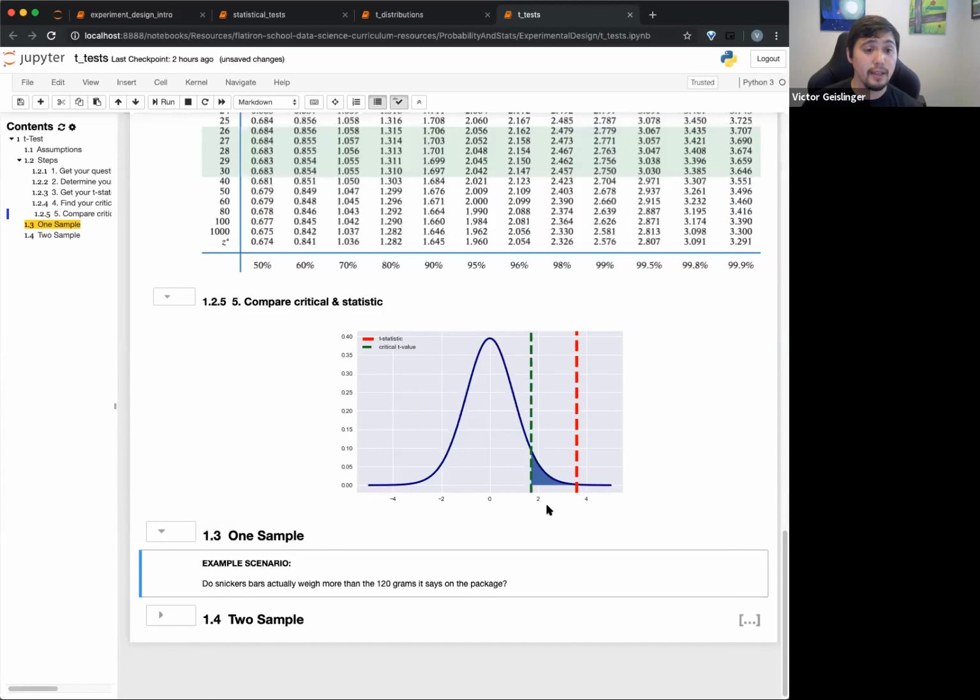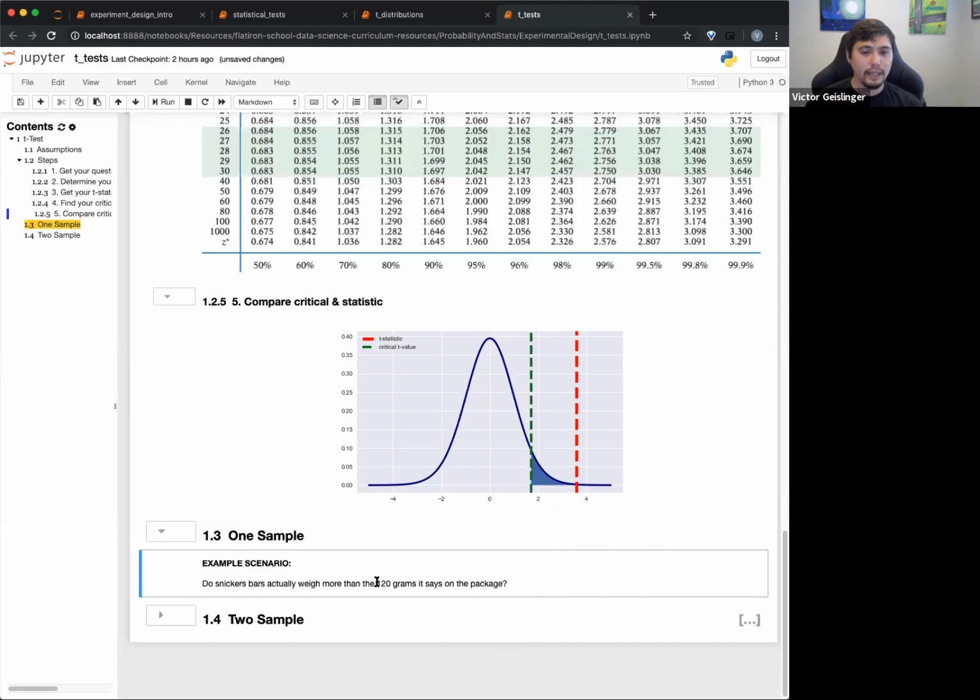And we want to see, do these Snickers bars actually weigh more than the normal Snickers bar? Can we test that out? This is what we would see: our t statistic is greater than our t critical value, okay? A fun thing is that I said 120 grams here, and that's because I'm assuming the mean here, that is the mu.